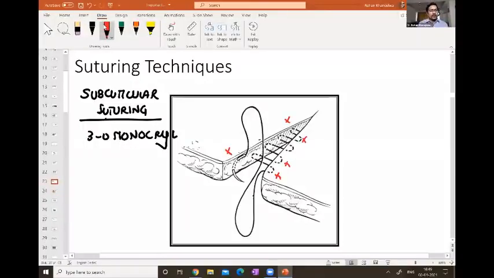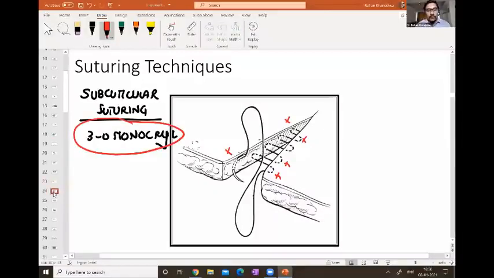Answer in the chat box, please. If there is no mark on the skin, will this be cosmetically better or cosmetically poor? Cosmetically better. Excellent. This is cosmetically better. So this is a cosmetic suturing technique. And the question which has been asked in your exam: 3-0 Monocryl is the suture material used for subcuticular suturing.